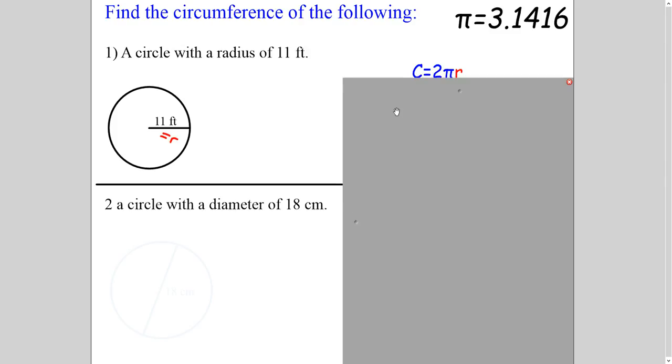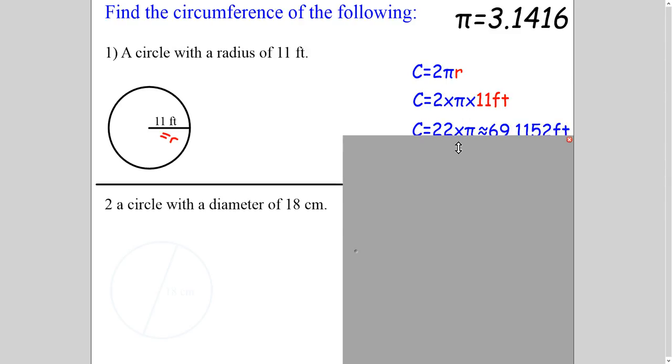And we're going to use the formula C equals 2 pi r. We're going to plug in the r of 11 feet and multiply 11 times 2, 22, times pi, and I get approximately 69.1152. And this is actually a length, and as a length, we need to get it back into feet and inches. So it's one dimension.